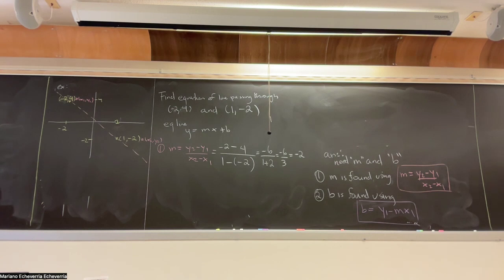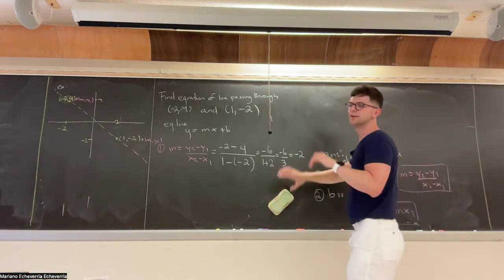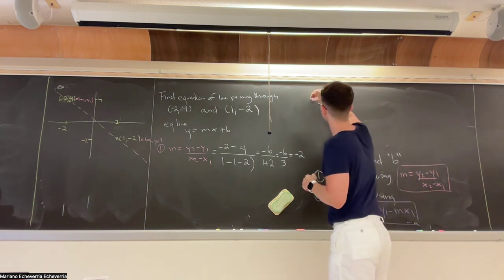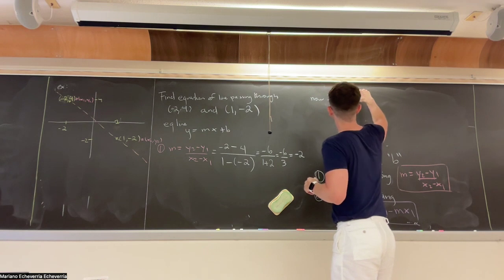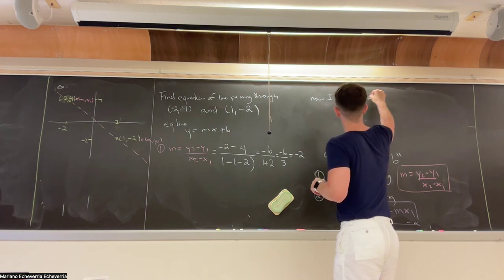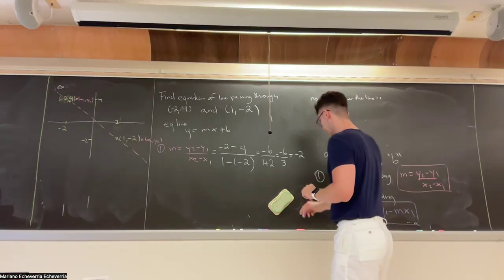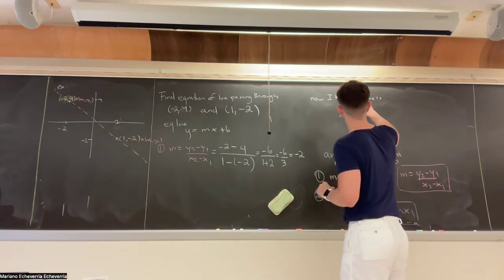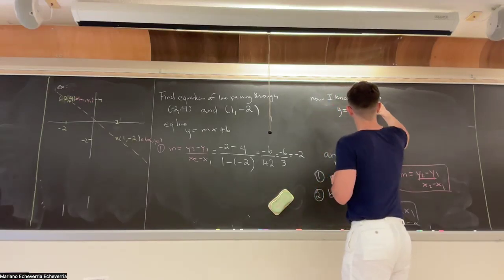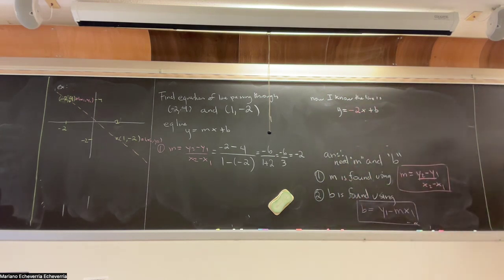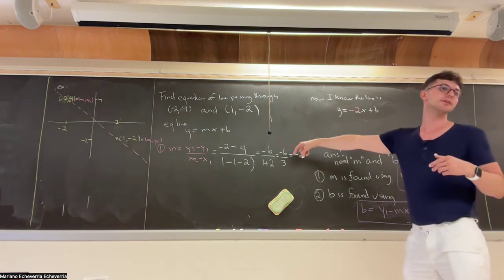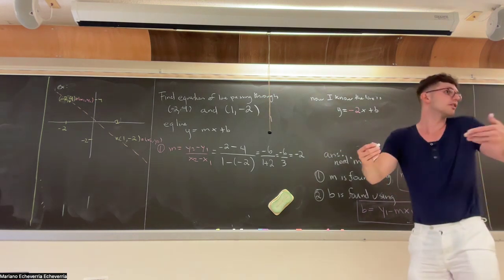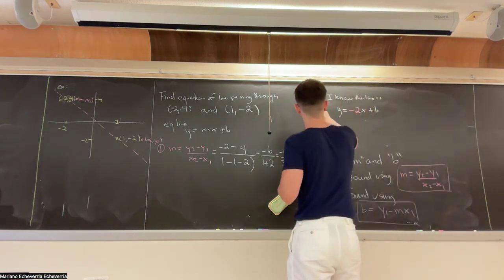Okay, so now that I know that the slope is -2, I know a little bit more about the line. I know that whatever this line is, the line is y equals -2x plus b, right? Because now I know the slope. And then how do you find b? You find b using the fact that either of these 2 points must satisfy the equation because they are on the line.